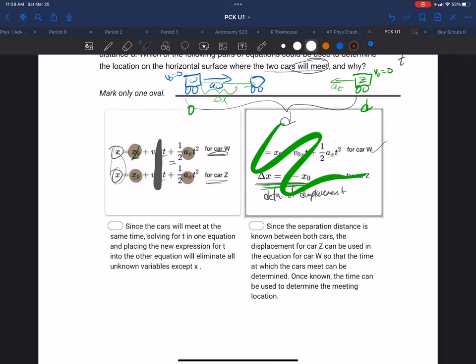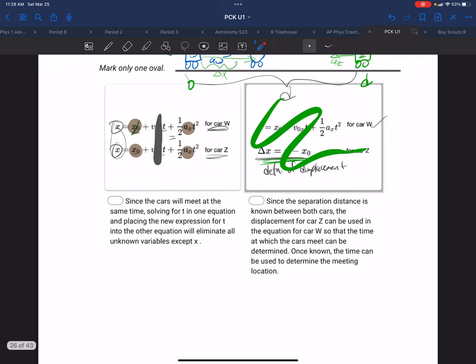And let's see then the explanation to confirm. We'll meet at the same time. That's true. Solving for t and placing it in the other one will eliminate all the unknown variables except for x. I do not recommend doing it that way. I recommend setting the equations equal to each other. This is really a bad explanation and a bad technique.